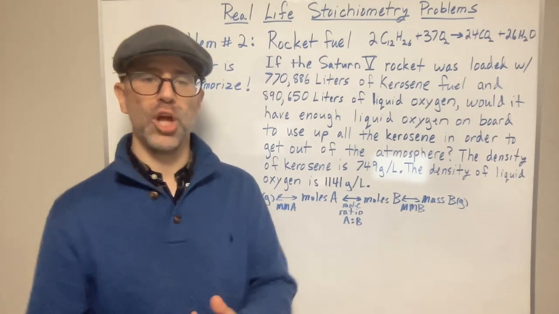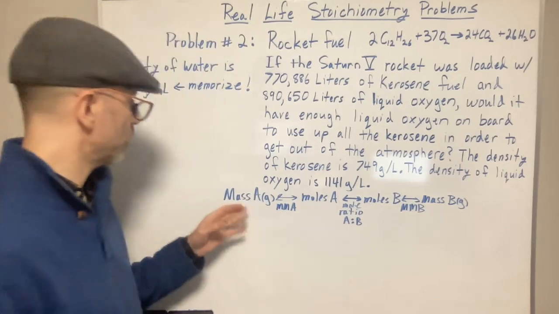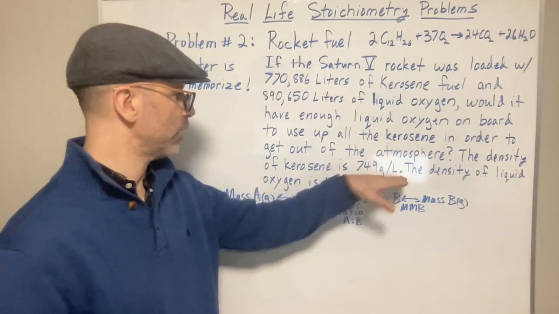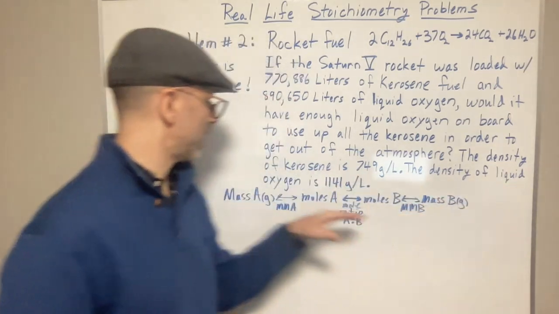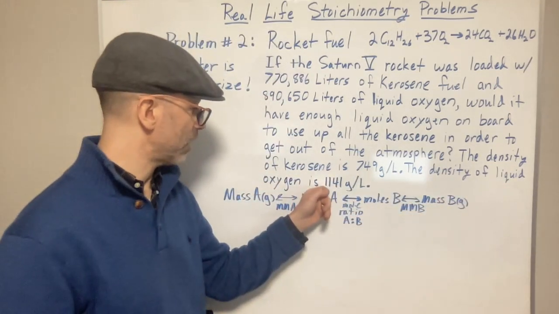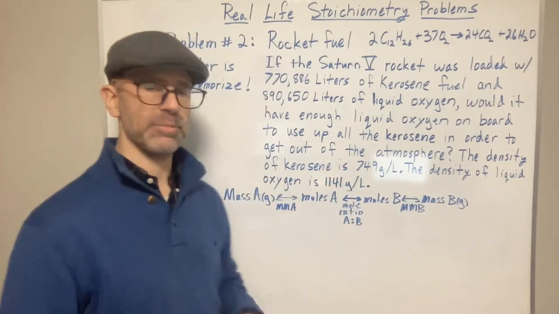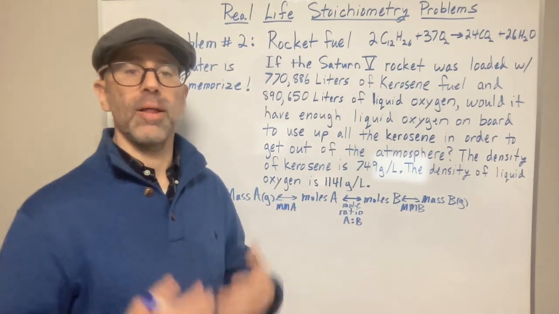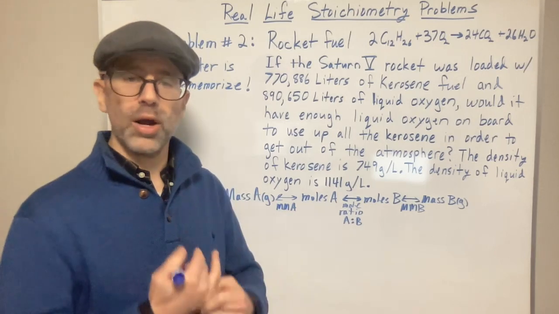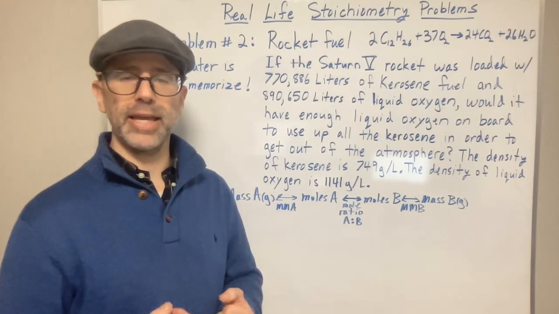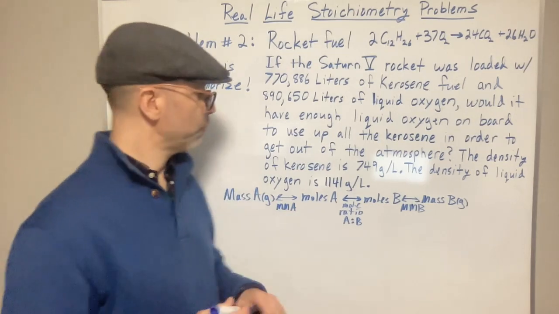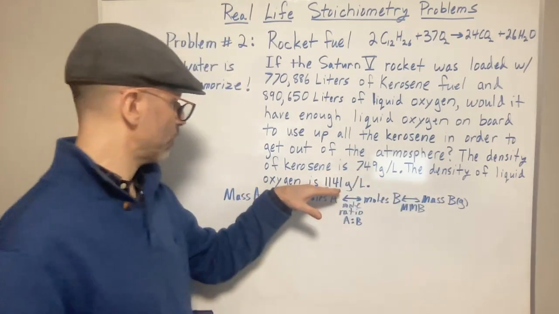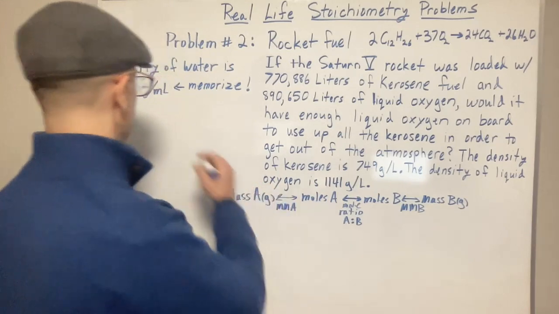Two things that we should know is the density of kerosene. So we're given the density of kerosene is 749 grams per liter, and the density of liquid oxygen is 1141 grams per liter. So what do we need to do? Well, we need to figure out what our conversion factors are that they gave us in the problem. So first, they gave us the densities of kerosene and liquid oxygen. So those are going to be useful.